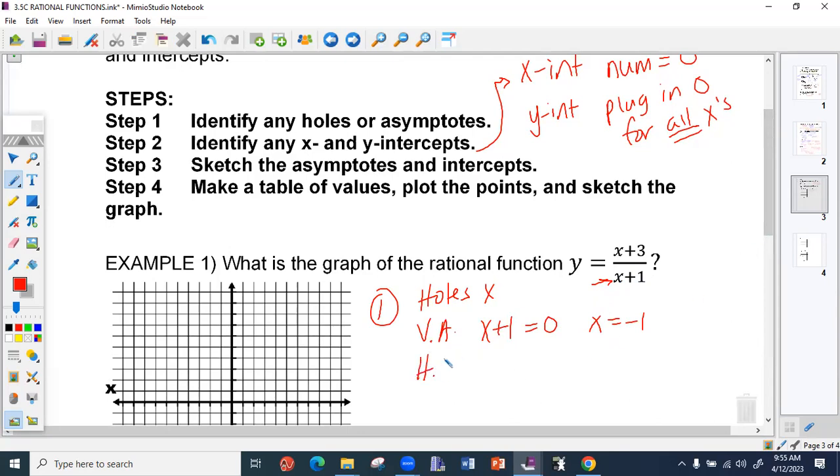I'm going to check for horizontal asymptote. Your horizontal asymptote depends on your degree. Are degrees the same? Yes, degrees are the same. So therefore, it depends on our leading coefficient, and the leading coefficient for both is what? 1. So our horizontal asymptote is at y equals 1.